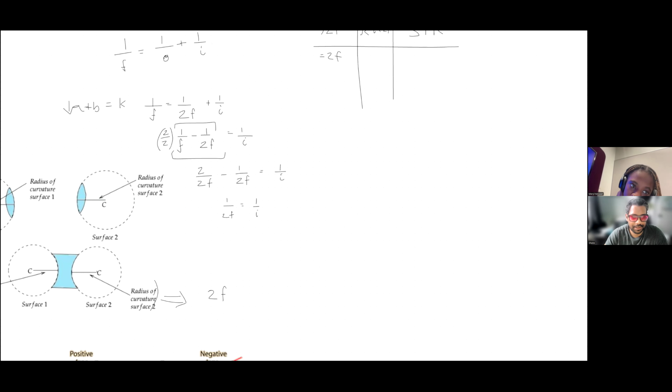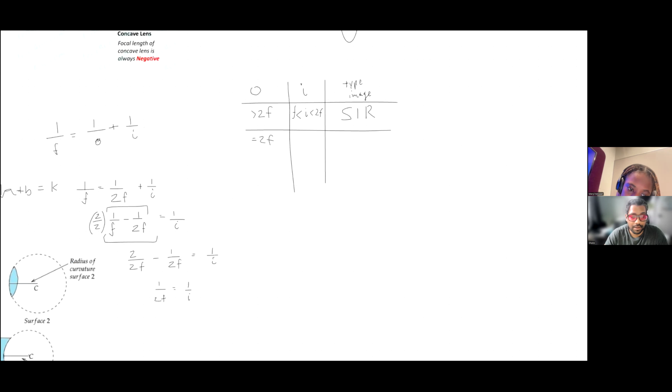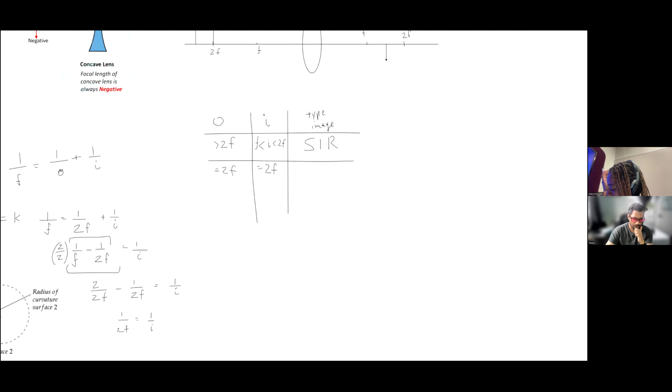So what's I? 1 over 2f. I itself? Oh, I is 2f. Yep. So this equals 2f, right? Now, what type of image is this going to be? Magnification is, well, there's a negative, but image over object. So it will be the same size. There's no magnification, so magnification would be 1. And it'll be same size, inverted, real.